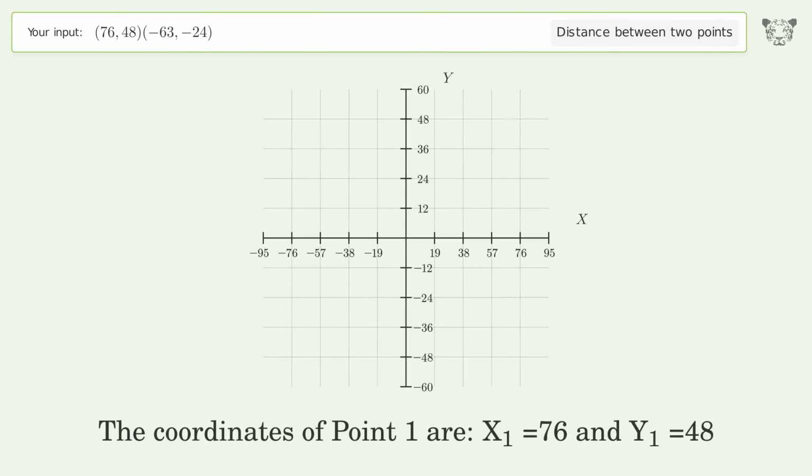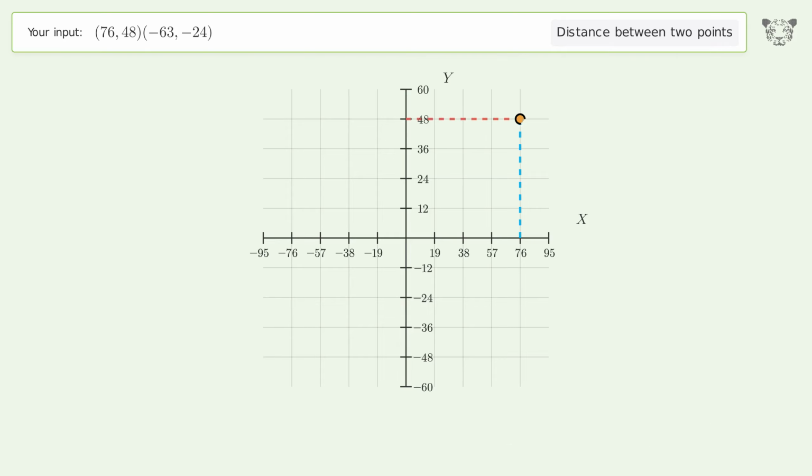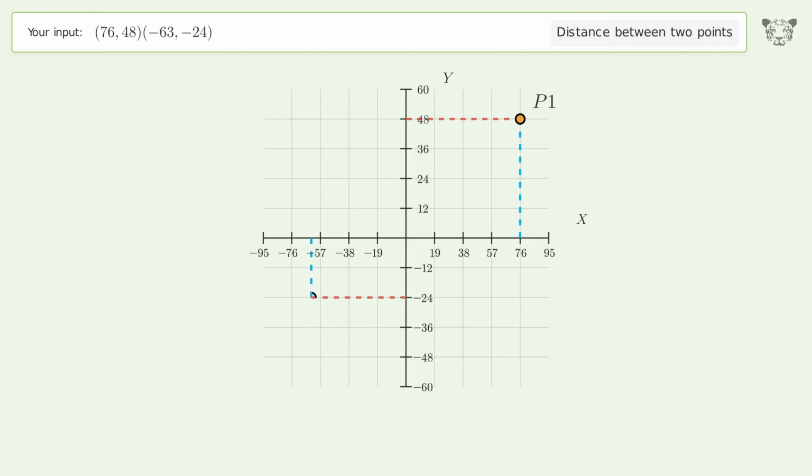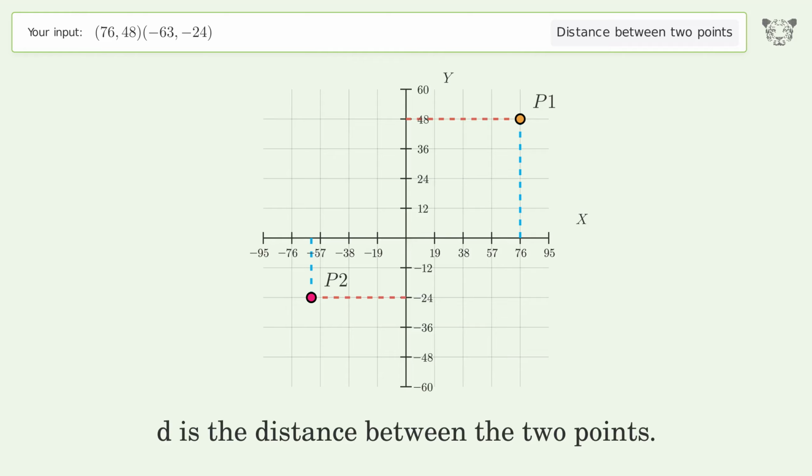The coordinates of point 1 are x1 equals 76 and y1 equals 48. The coordinates of point 2 are x2 equals negative 63 and y2 equals negative 24. D is the distance between the 2 points.